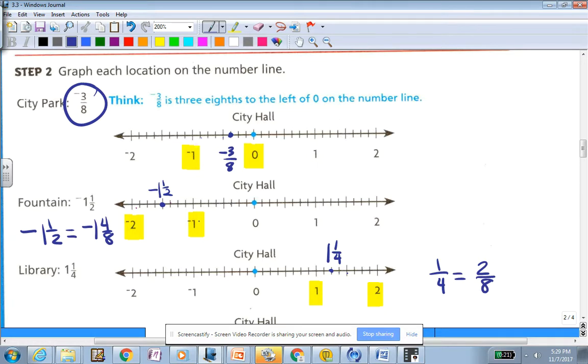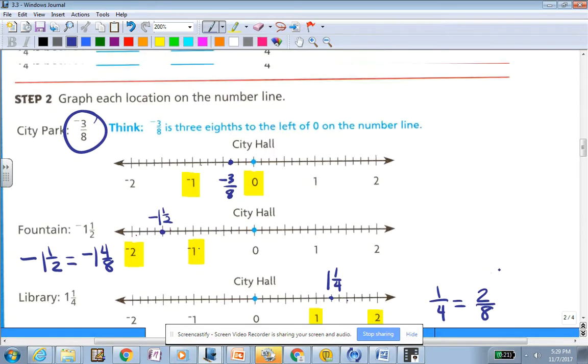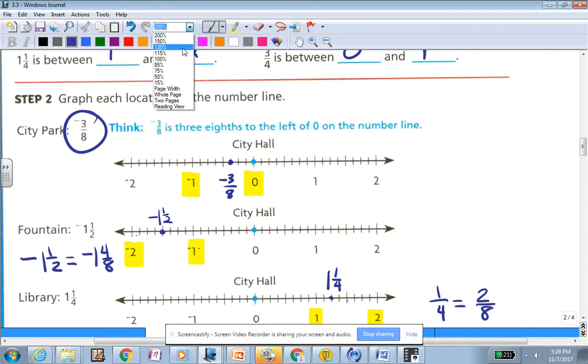Now, in this particular example, there were a lot of skills we brought in. We had to go back to making equivalent fractions. We looked at the eighths value. We also used the concept of benchmarks like we did in the first example. Please keep that in mind as you work today.